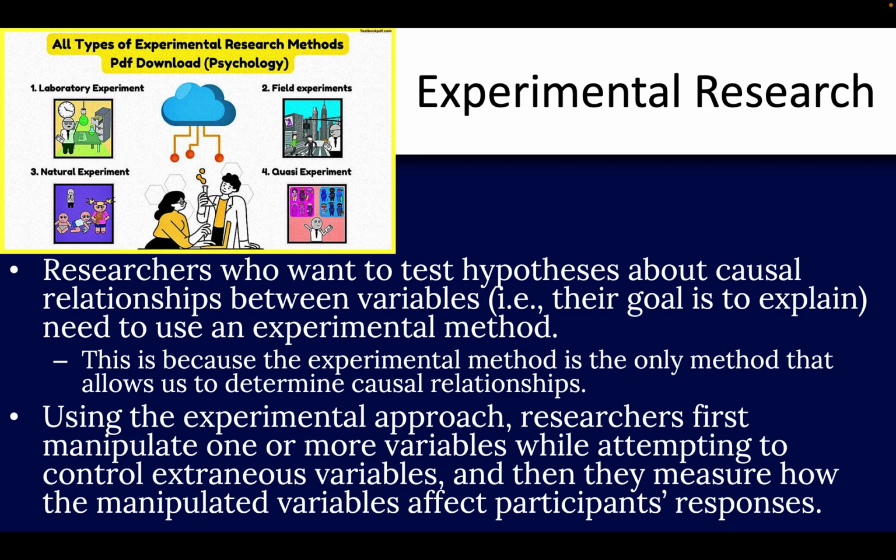Researchers who want to test hypotheses about causal relationships between variables, in other words, whose goal is to explain, need to use an experimental method. This is because the experimental method is the only method that allows us to determine causal relationships. Using the experimental approach, researchers first manipulate one or more variables while attempting to control extraneous variables, and then they measure how the manipulated variables affect participants' responses.